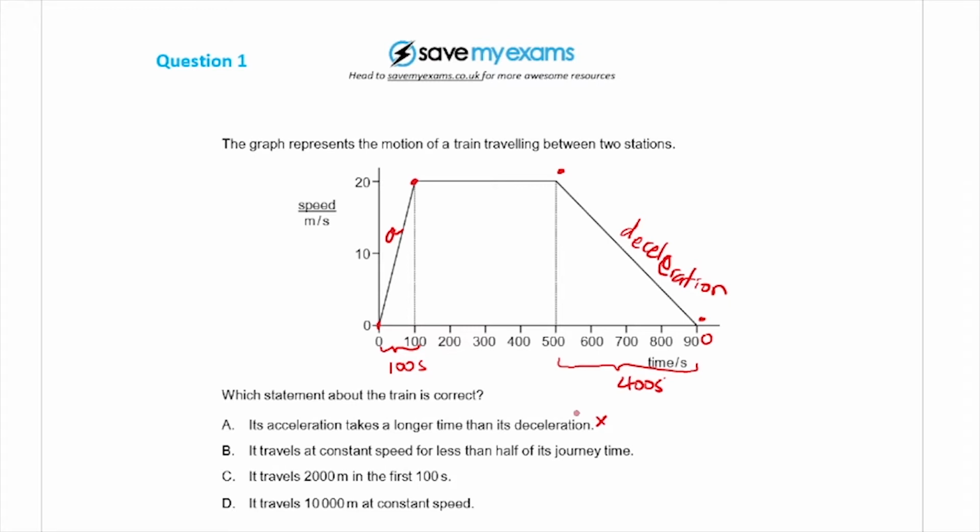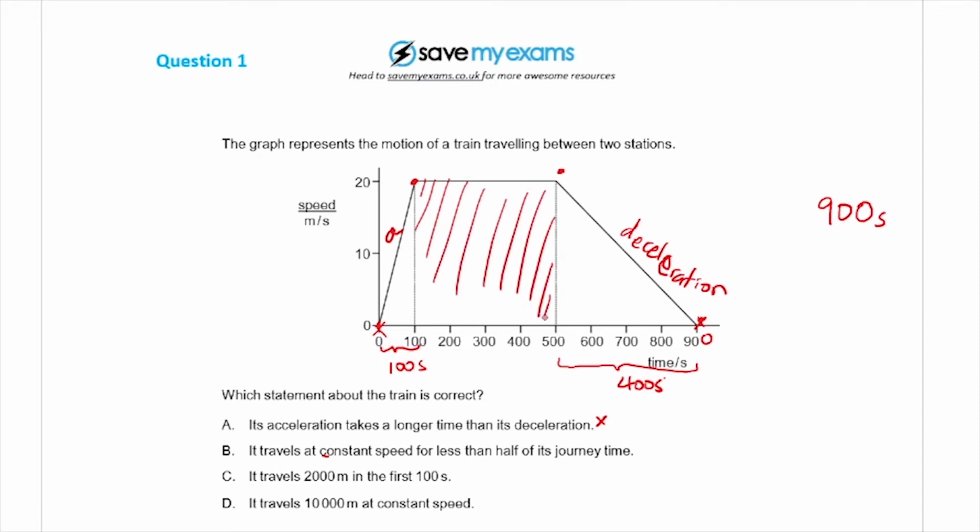Moving on to B, it travels at a constant speed for less than half of its journey time. Its total journey time is 900 seconds. When it starts from there to there, its total journey time is 900 seconds. However, they are saying that it travels at a constant speed for less than half of its journey time.